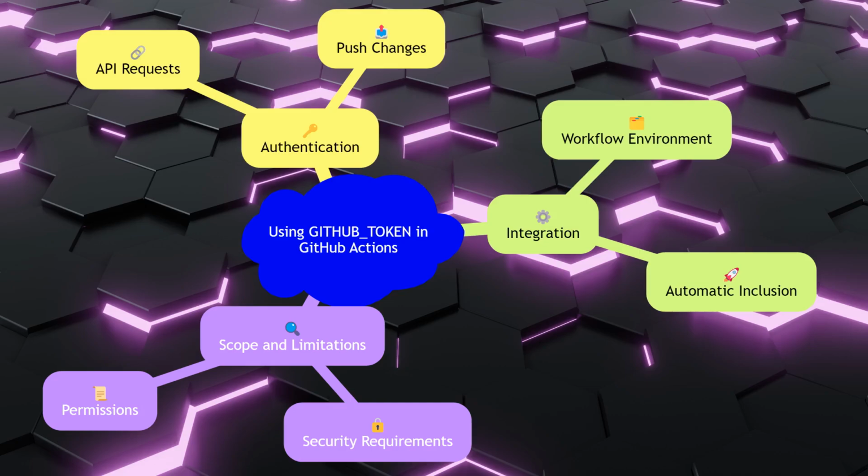To use GitHub Token in your GitHub Actions workflows, you simply reference it in your workflow file. For example, you can use it to authenticate API requests or to push changes back to the repository. The token is automatically included in the workflow's environment, making it easy to use. However, it's important to understand its scope and limitations to ensure it meets your security requirements.